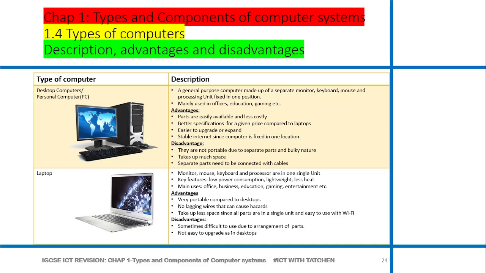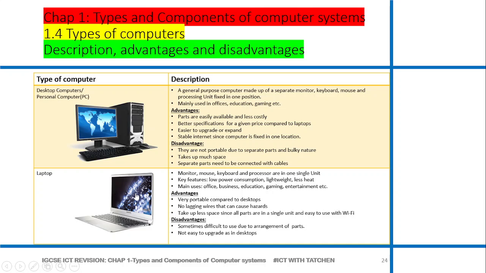Next, now moving on to laptops. A quick description of a laptop will be that it's a computer where you have the monitor, mouse, keyboard, and processor in one single unit. That is what we have here. So it has the main features: low power consumption, lightweight, produces less heat. So a disadvantage for desktop could also be that it produces a lot of heat.